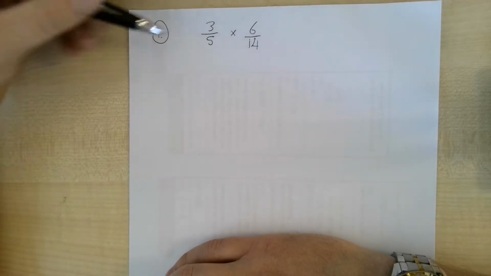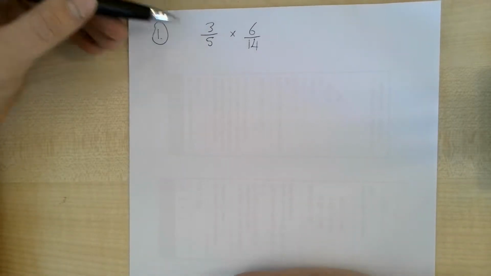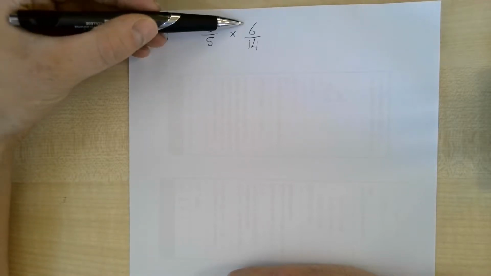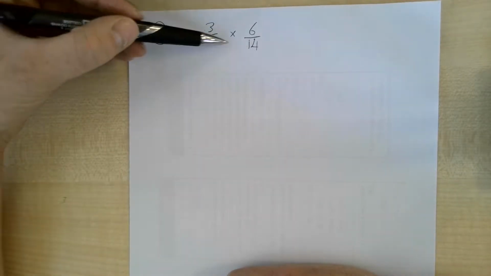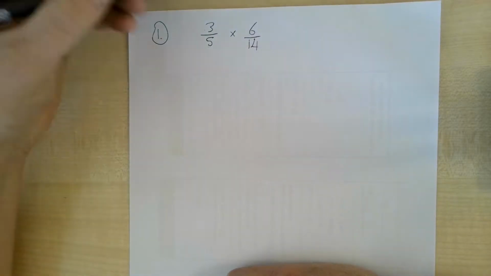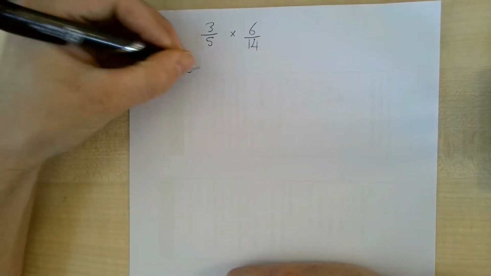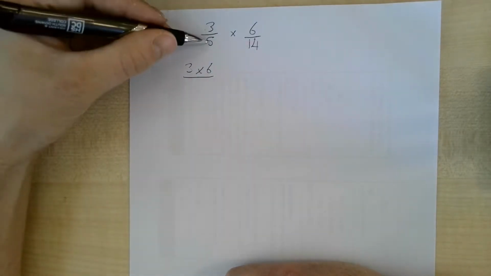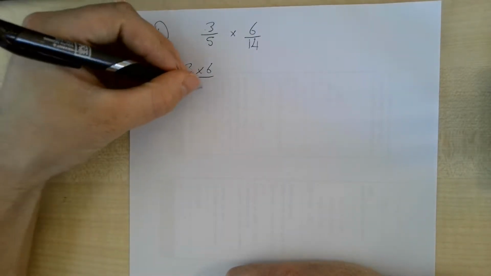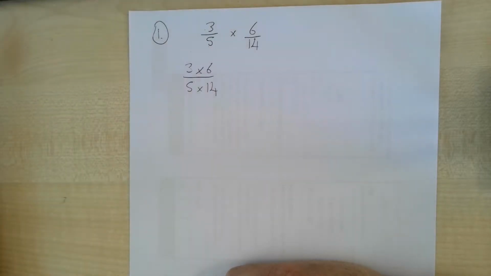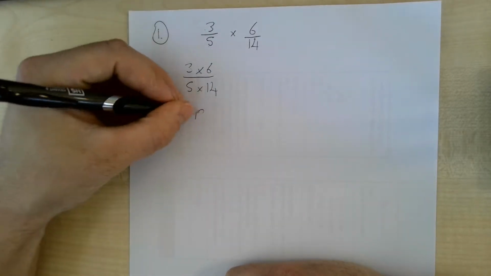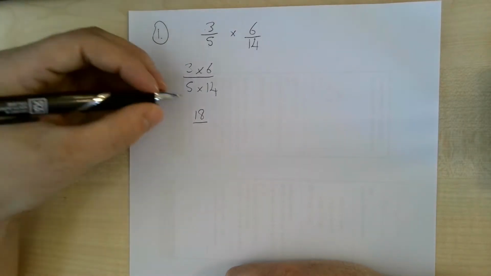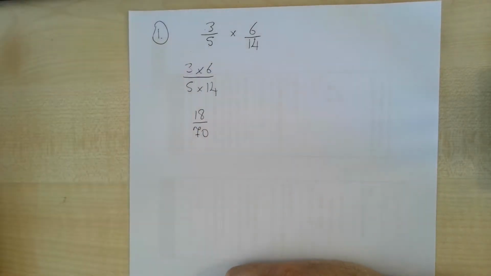Multiplying fractions is probably the easiest thing you can do with fractions actually. All we need to do is multiply the numerator by the other numerator and denominator multiplied by denominator. So in this question we've got 3 multiplied by 6, and underneath we've got 5 multiplied by 14. 3 times 6 is 18. 5 times 14 is 70.